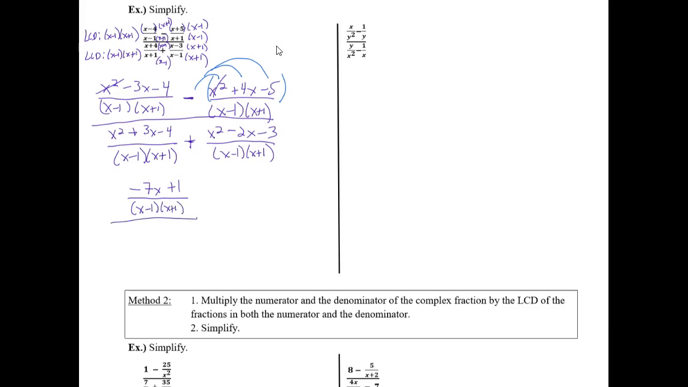Then in the denominator, same thing. Combine our like terms. X squared plus x squared is 2x squared. 3x minus 2x will be 1x, or just x. Negative 4 plus a negative 3 will be negative 7, again over our LCD.